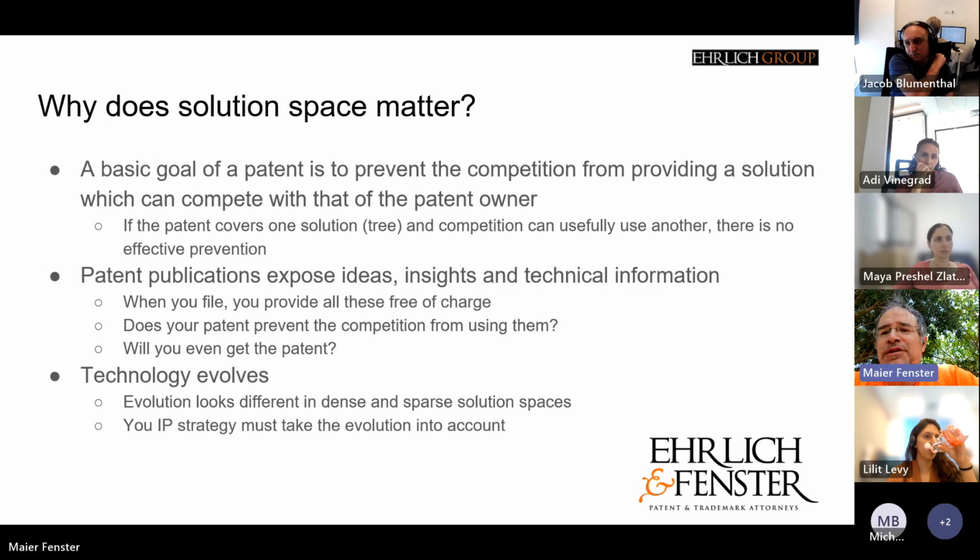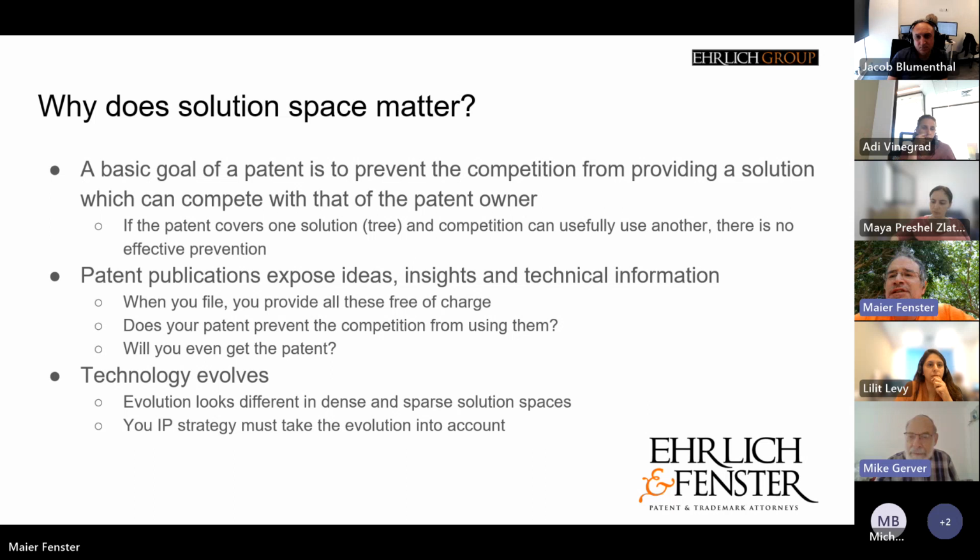Could be people don't understand what the solution space looks like. And last but not least, technology evolves. And the way the technology evolves is different in each one of these spaces. Your IP strategy needs to take this evolution into account. So knowing what your solution space looks like is very important.